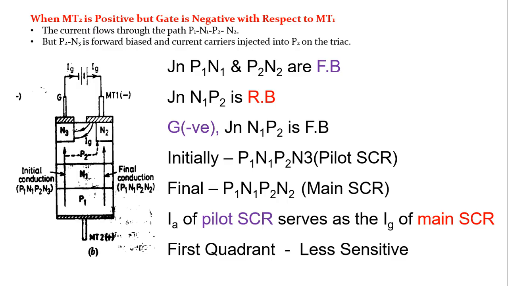After this, the conduction will be initiated in P1 N1 P2 N2, and finally the SCR will conduct as P1 N1 P2 N2, that is the main SCR. The anode current of the pilot SCR will serve as the gate current of the main SCR. Here also it is connected in the first quadrant, that is it is a less sensitive operation.